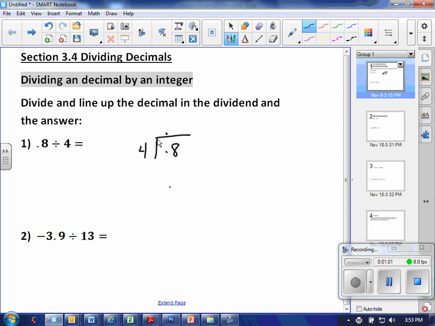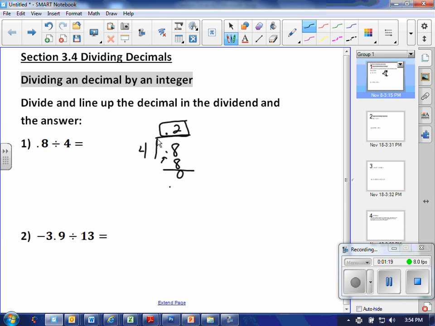You kind of ignore this first decimal place right here, and you just treat it like 4 goes into 8 how many times? Well, 4 goes into 8 2 times. So now you have 0.2. 2 times 4 in normal long division is 8, subtract and you get 0, and you are done. Your answer would be 0.2.